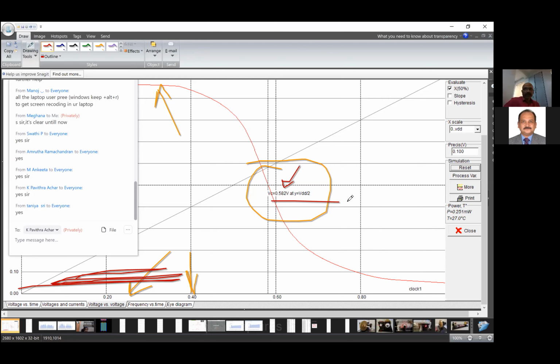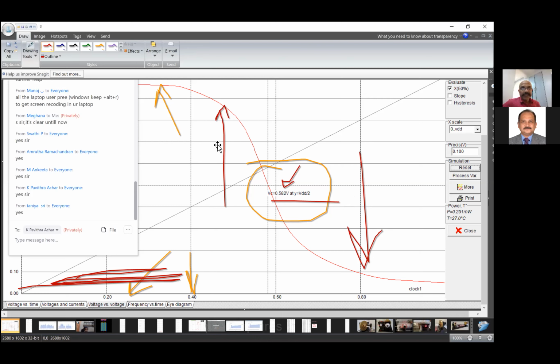So what makes the quiescent point? As we said, it is the point at which both the transistors have equal drive strength. Whoever has more current will pull the quiescent point towards itself. If the PMOS has more current, the quiescent point will be towards the positive side. If the NMOS has more current, it will be towards the lower side.